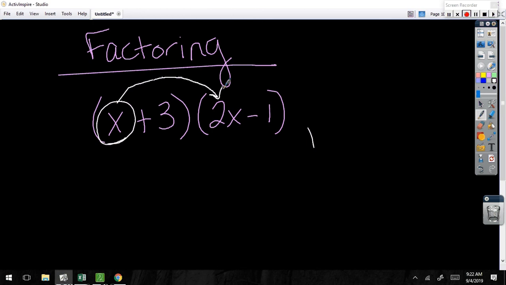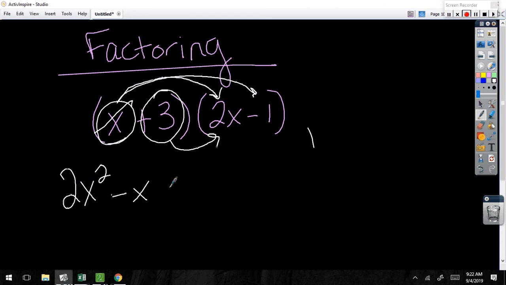So what is x times 2x? 2x squared. What is x times negative 1? Negative x. Now go on to the 3. 3 times 2x is? 6x. And 3 times negative 1 is? Negative 3. Get your like terms together and you have?